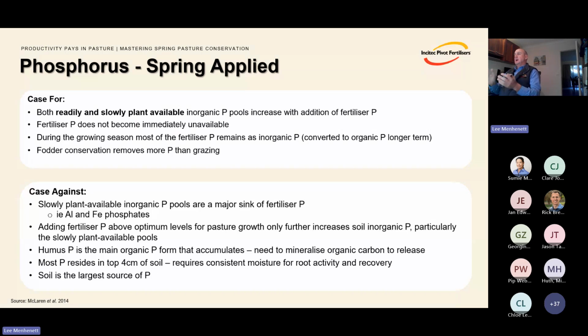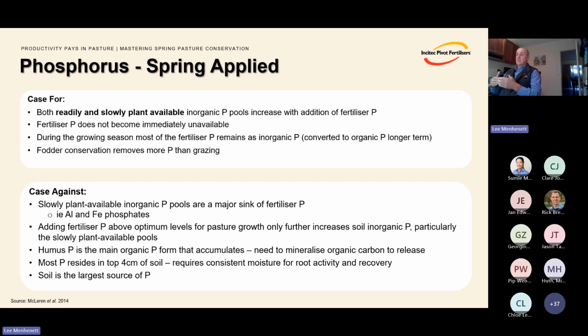So that throws a bit of a spanner in the works around the thinking of, well, do we need to put phosphorus into the system in spring in particular, or should we just wait and put it all in the autumn? So I've just put some cases for and cases against. The cases for putting it out in the spring would be that, from the work that Tim McLaren has done, both readily and slowly plant available inorganic P pools increase with the addition of P fertiliser. So we're getting more phosphorus going into the system that is becoming available in the inorganic pools. So it definitely does increase, and there is a case to put phosphorus on in that situation.